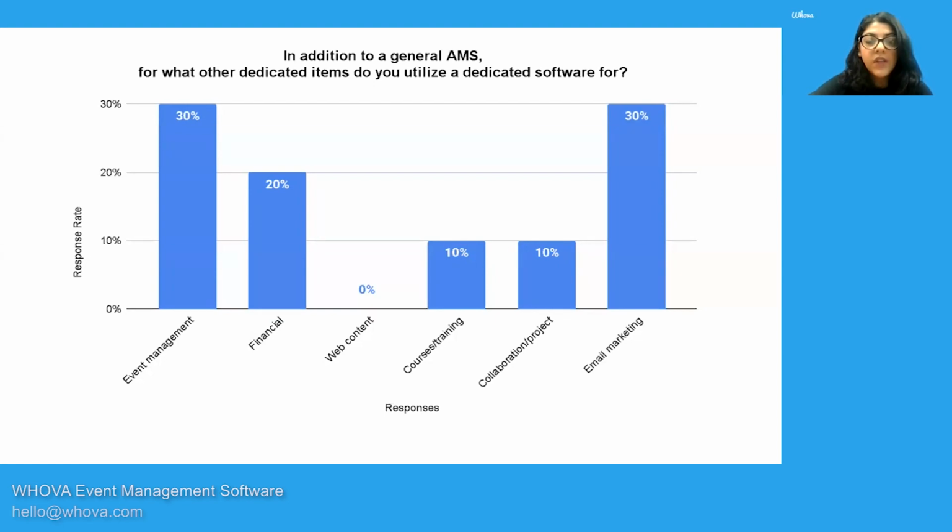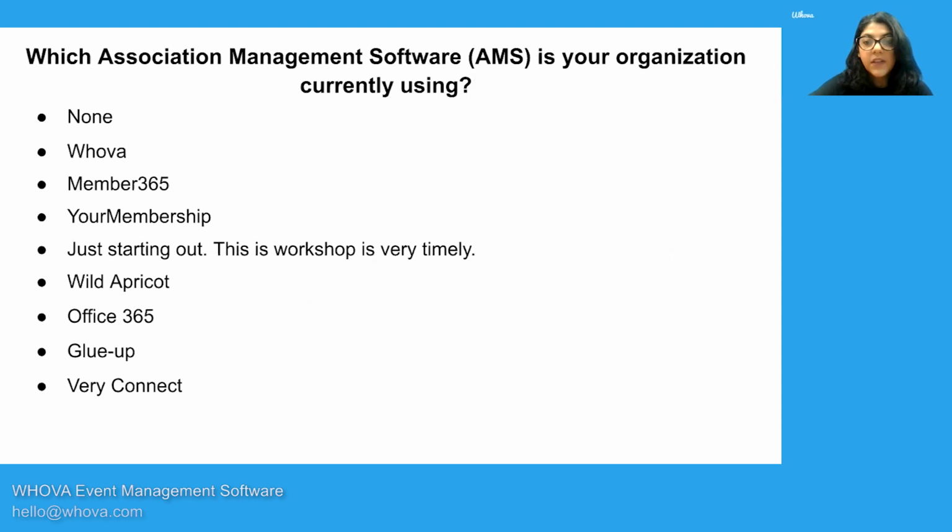The second poll question we asked is, which association management software is your organization currently using? As you can see in our list, some of you have submitted a couple of software tools. We see Whova mentioned here, Member 365, Your Membership, Wild Apricot, Office 360, GlueUp, Very Connect. Some of them are just starting out, so this workshop is very timely. I'm really glad to hear that, as maybe we can provide some insight on deciding which software tools could be best for your association.